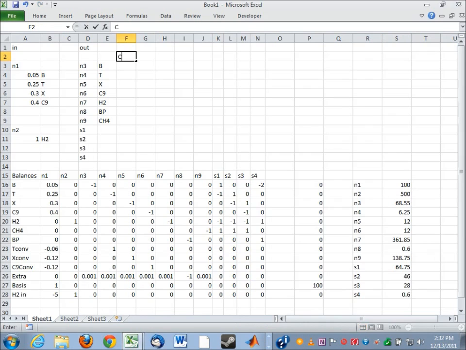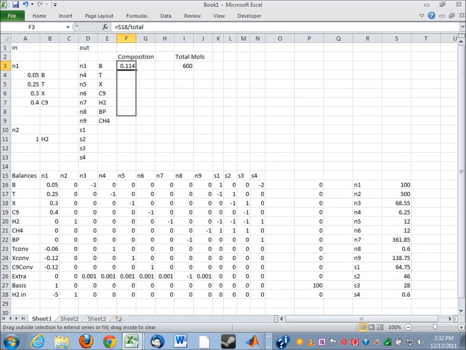But for this problem, we need to be able to put in the composition of each of the elements, which means we're going to have to calculate the total number of moles. And the total number of moles is just the sum of N3 through N9. And to make things simpler, I'm going to name this field total. Now we can just say that the composition of benzene is equal to our N3 out divided by total, and we can just drag this formula down and it will calculate all the others.